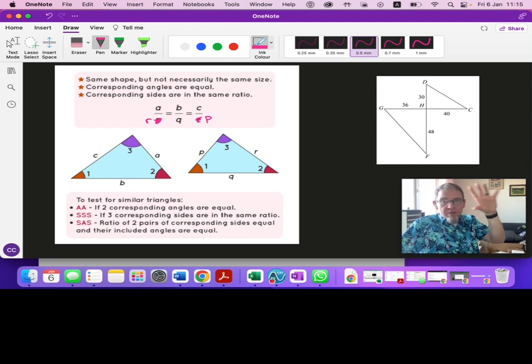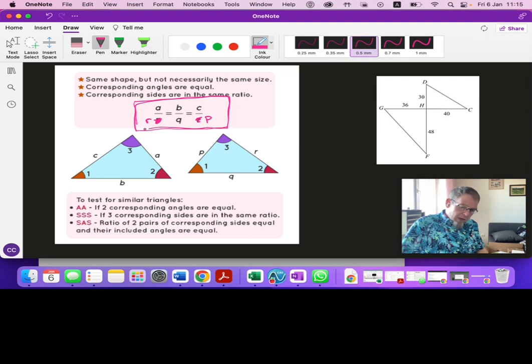Next, if the corresponding sides have this relationship, we're in business. If they have that relationship, then automatically the angles are all going to be the same because triangles are a rigid polygon. And finally, we have side angle side again. If two pairs of corresponding sides have the same ratio and the angle in between is the same, then we know for a fact that these shapes are in fact similar.